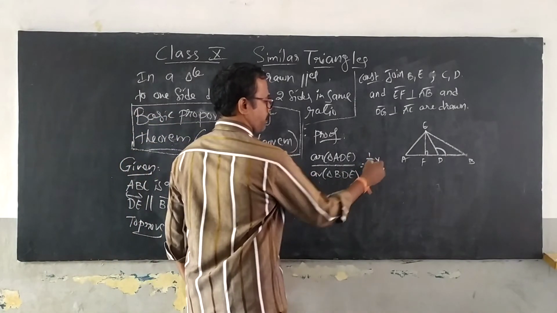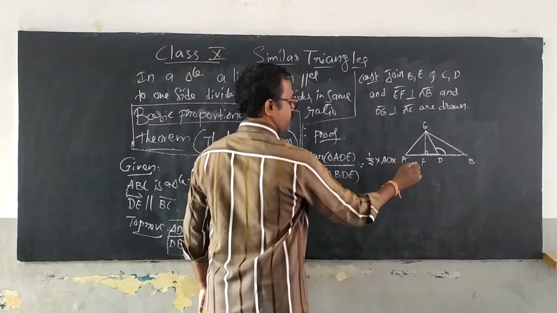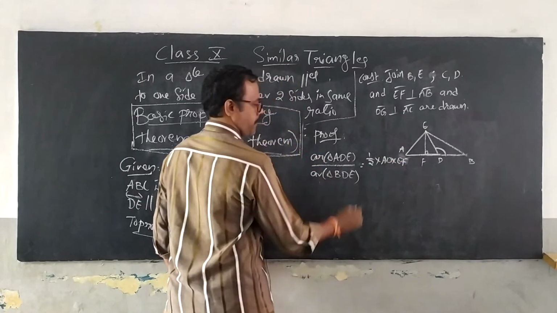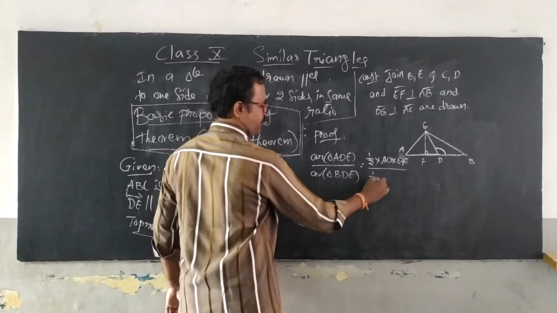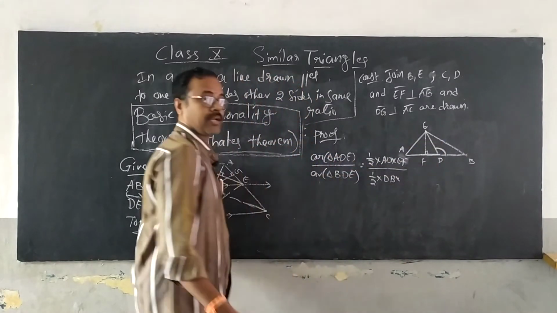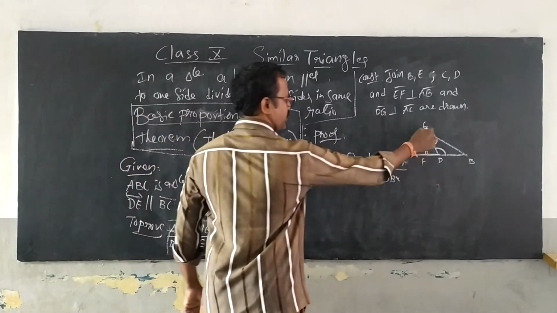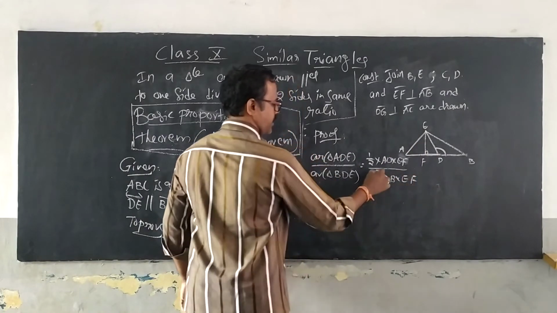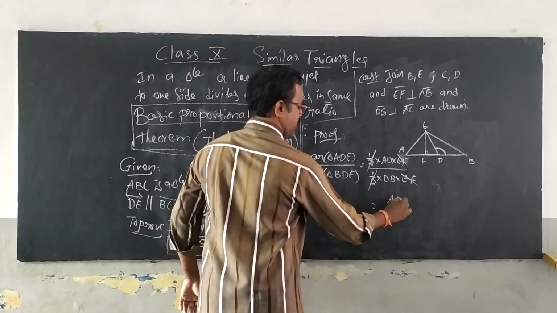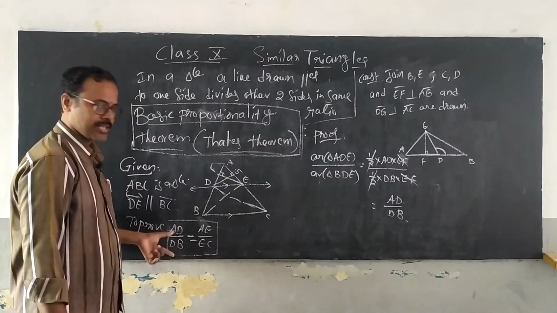Half into base. In this triangle the base is AD, AD into height EF, by, and here half into base DB, and the height is the same because for an obtuse angle triangle the height will be outside the triangle. So you get EF outside, so EF. Half and half cancelled, EF and EF cancelled. So your ratio is AD by DB. The first ratio has come to us.